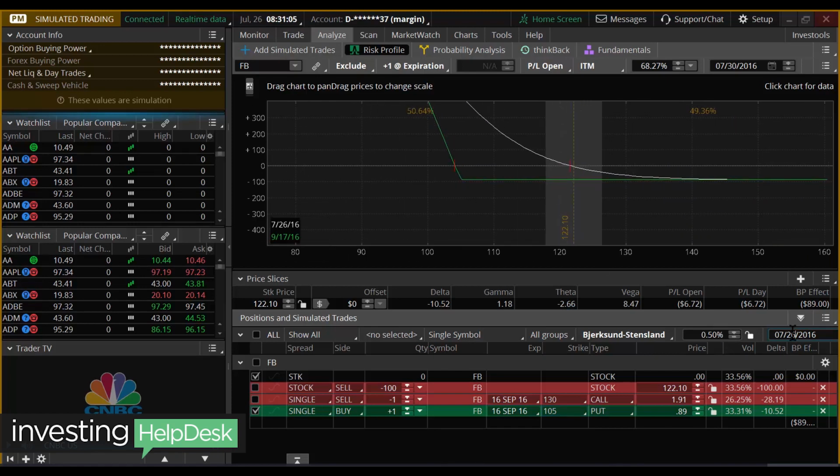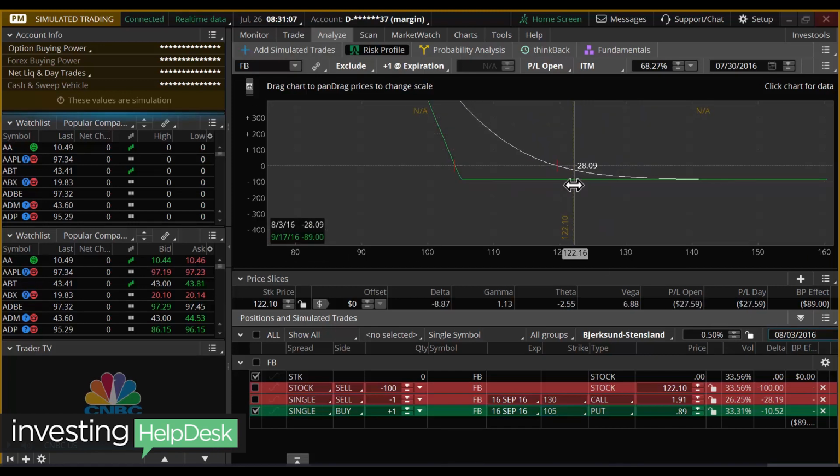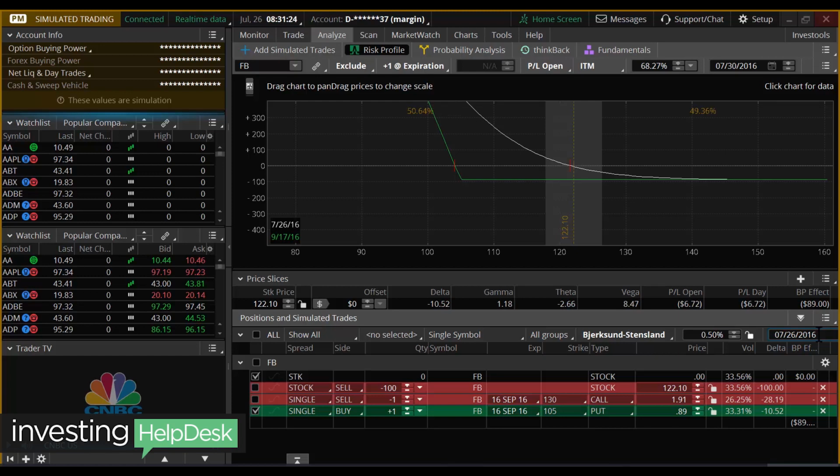So you can see as time moves forward, that white line gets closer to that green line, which means you lose that theta, $2.46 per day, and that continues to get closer and closer up until the point where you lose your $89.